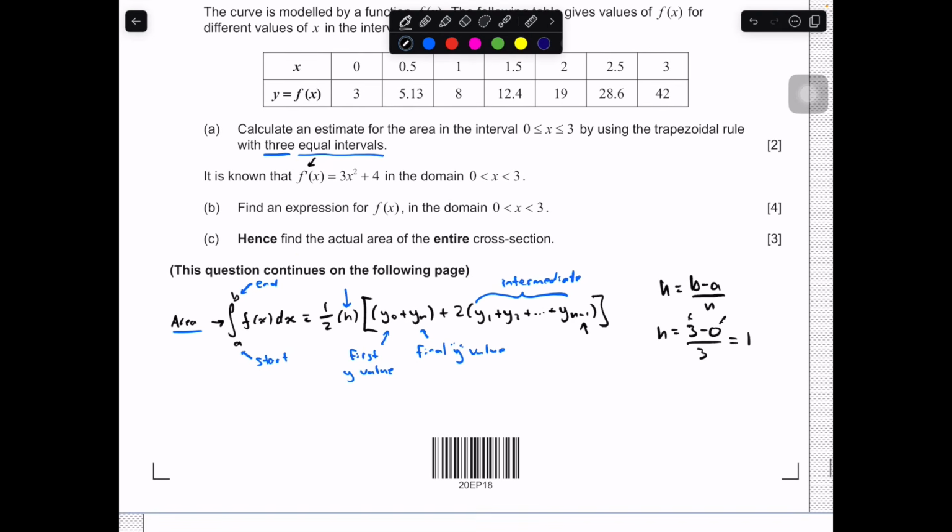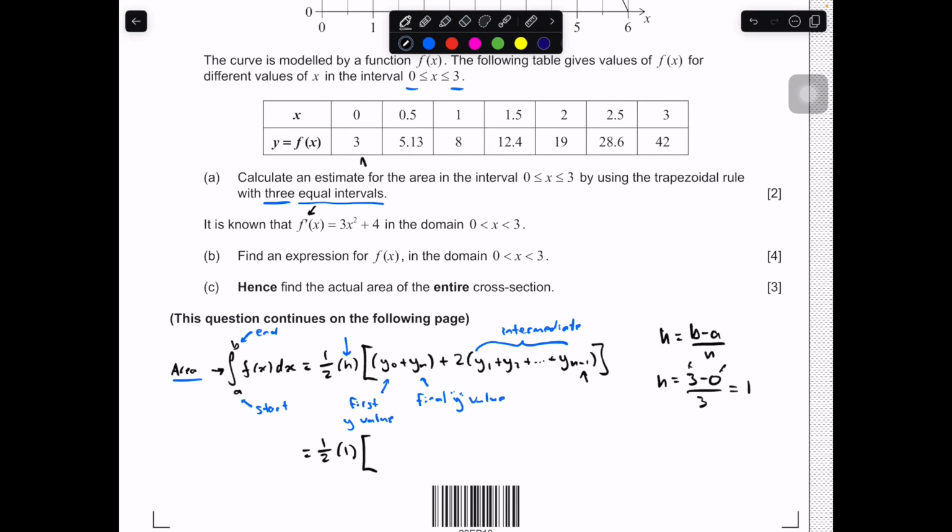So let's put this in here. 1/2, the size of our intervals is equal to 1. The first y value when x is equal to 0 is equal to 3. The last y value, when x is equal to 3, is equal to 42, plus 2 times, and then these are all of our intermediate values.